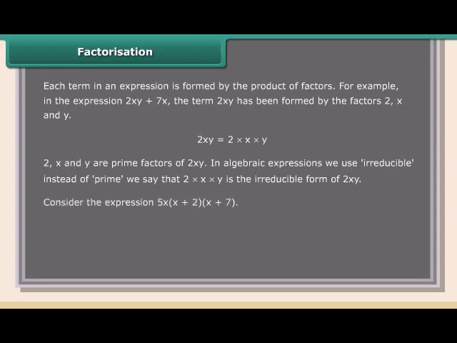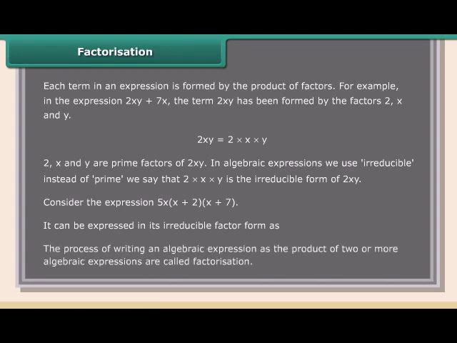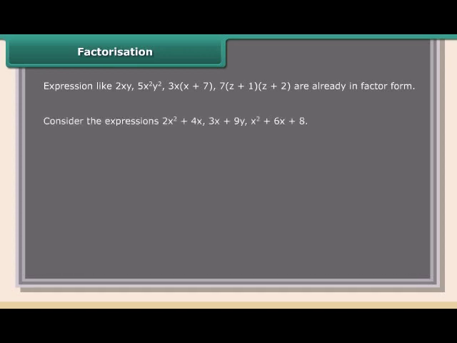Consider the expression 5x into x plus 2 into x plus 7. It is expressed in its irreducible factor form. The process of writing the algebraic expression as the product of two or more algebraic expressions is called factorization. Expressions like 2xy, 5x square, y square, 3x into x plus 7, 7 into z plus 1 into z plus 2 are already in factor form. Consider the expressions 2x square plus 4x, 3x plus 9y, x square plus 6x plus 8. To find the factors for the above expressions, we need to follow systematic methods.